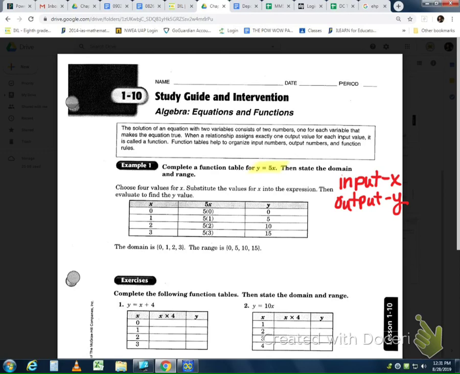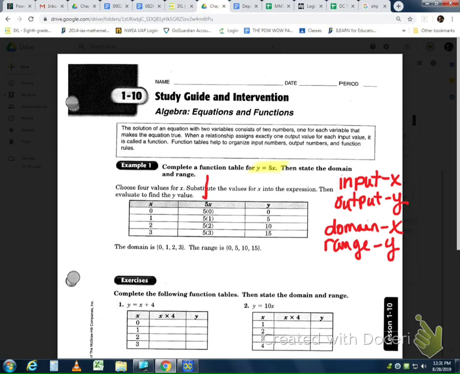The input is the domain. The domain, like dominant, they're the ones in charge. That is the input, meaning the domain are all your x's. The range is all the y's. Input is all the x's, and they are the domain. Output, all the y's, and that is the range.